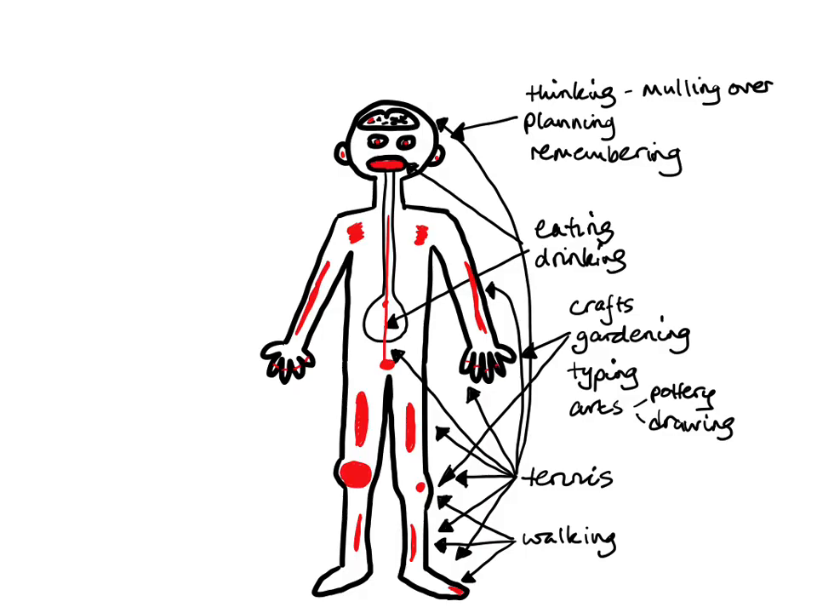So you can see in this example, we've got the brain being important for thinking and mulling over, planning and remembering. We've got the mouth and stomach being important for eating and drinking. And then the hands being important for crafts, gardening, typing, arts, pottery and drawing, as are the knees. Now that's interesting, but we'll come back to that. Then we've got the legs and the knees and the hips and the feet being important for walking and tennis. We've also got the bladder being important to tennis.